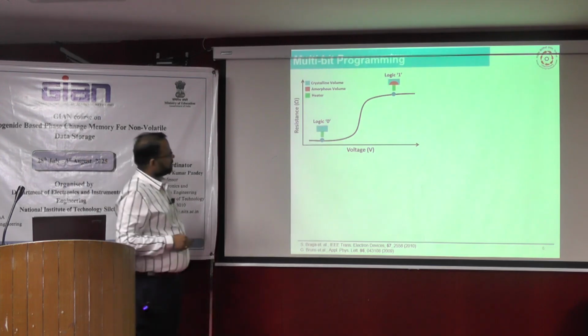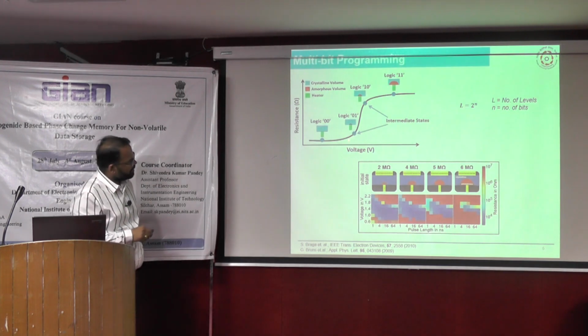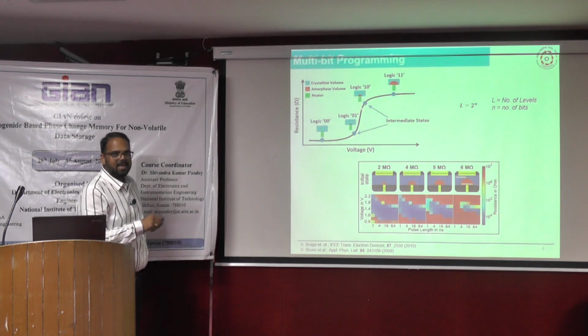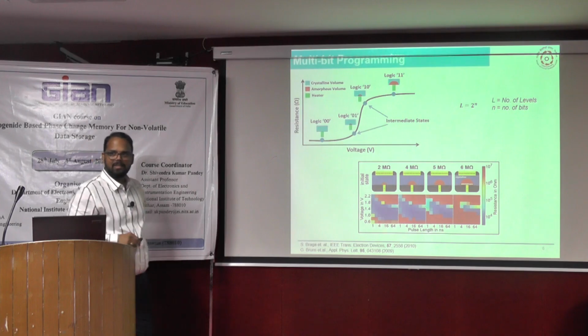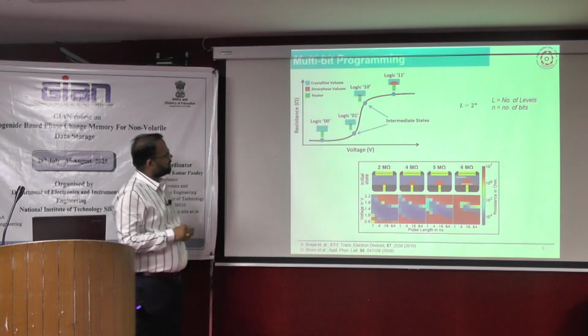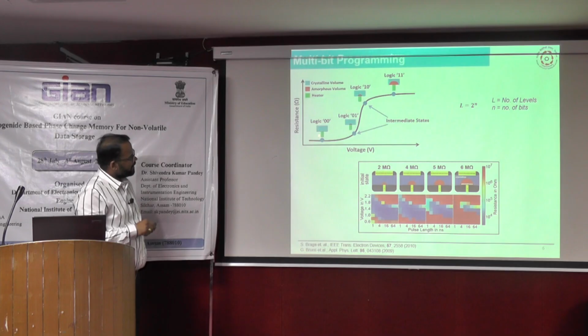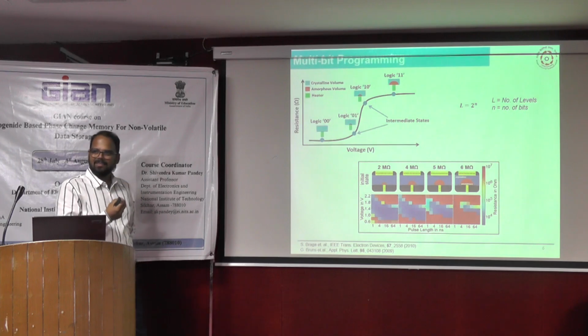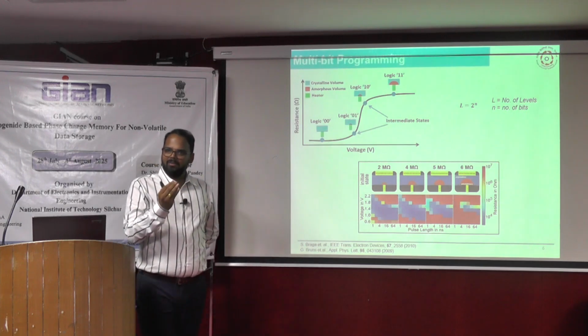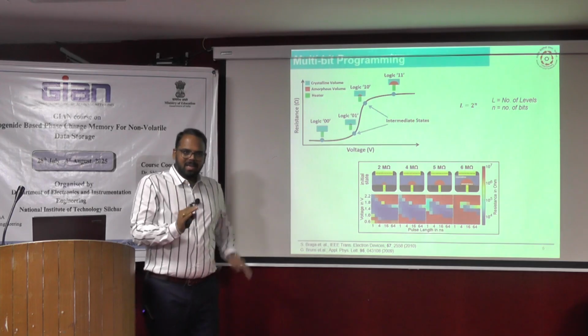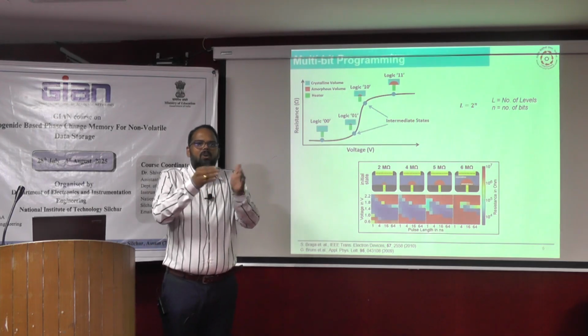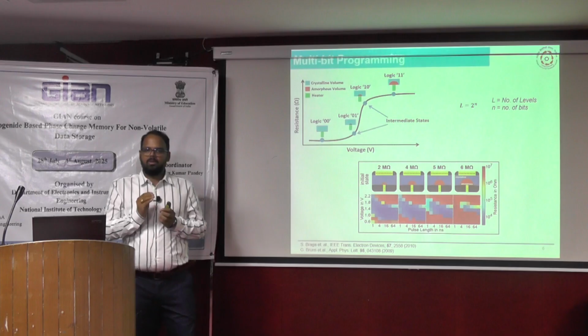Now, if somehow we are able to identify intermediate states in between, as you can see, as we go from crystalline to amorphous, this dome shape is increasing. How? You are providing a voltage, you are providing a current, and the material inside is evolving. So it is like that.